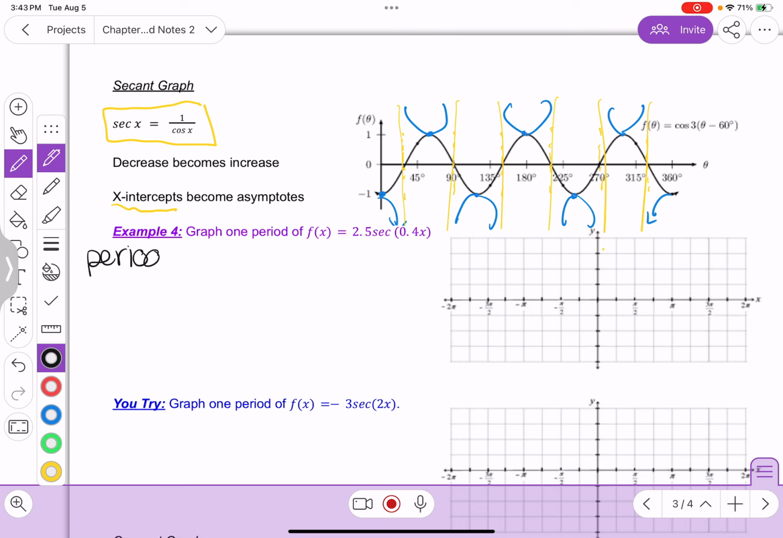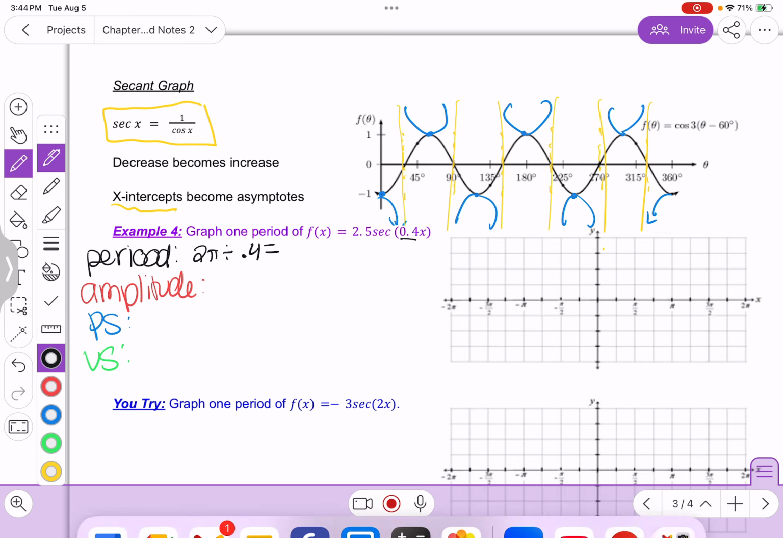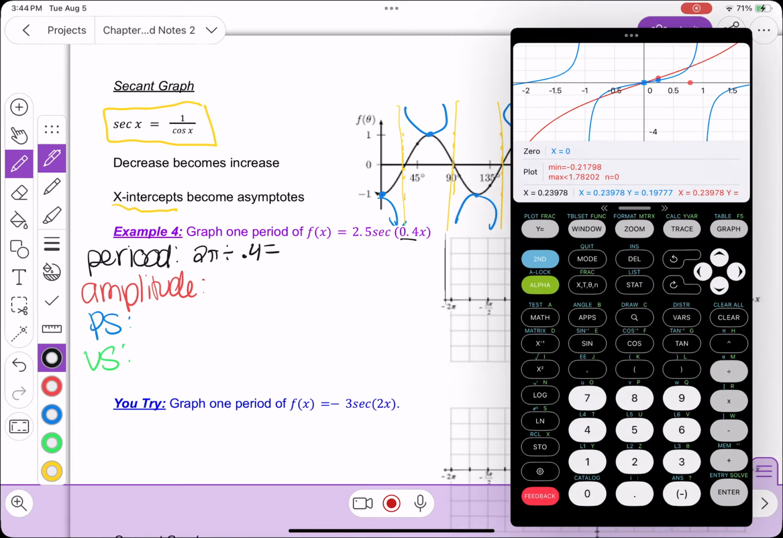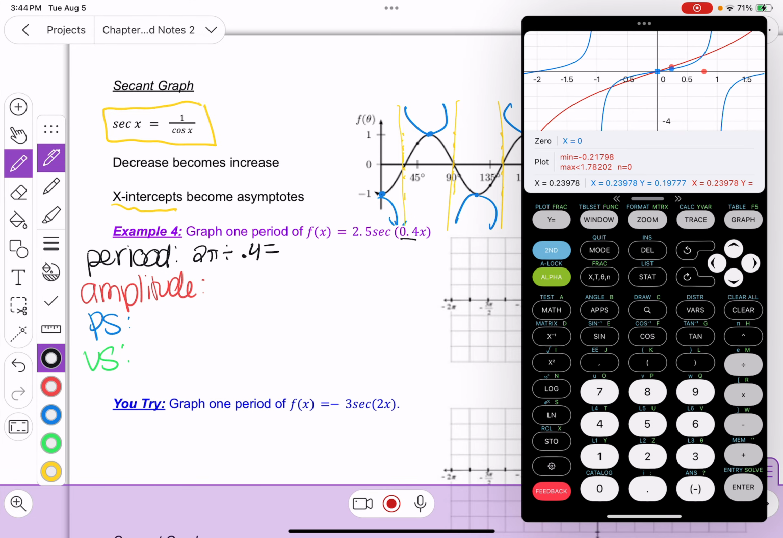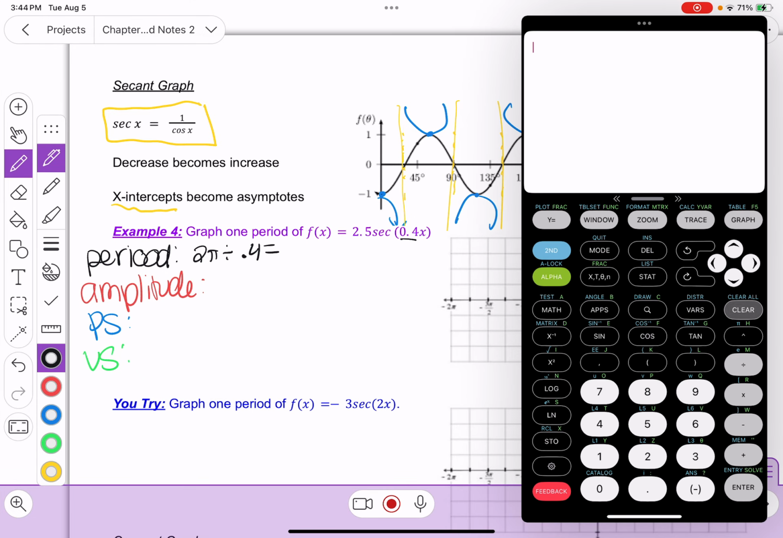So, period, amplitude, phase shift, vertical shift, and then we graph. So period, we would do 2 pi divided by 0.4, which is 5. So we would get 5 pi.